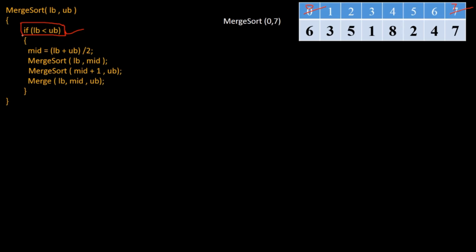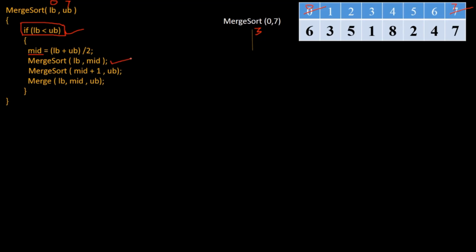So we call the merge sort function with the values 0 and 7. We compare LB with UB. What is the value of LB? LB value is 0. What is the value of UB? UB value is 7. So 0 is less than 7, yes, true. So come inside and calculate the mid. How much is mid? Mid is nothing but 3. So what do we do? We divide the merge sort.